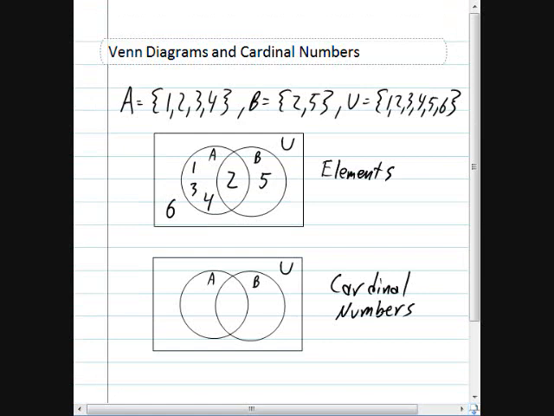In this section, we would like to use Venn diagrams to represent the cardinal number information of the sets. So in this example, the intersection contains one element, A only contains 3 elements, B only contains 1 element, and the universal set contains one element that is neither in A nor B.